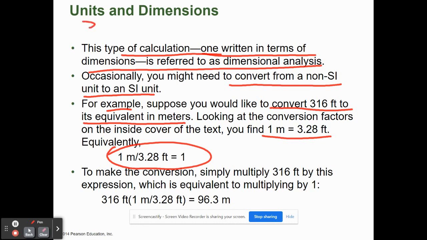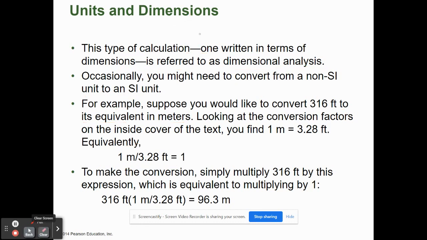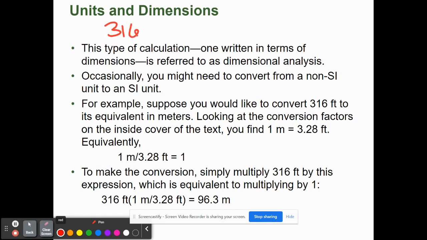They may look a little bit different, but 316 feet, and we put feet on the bottom. Why do we put feet on the bottom? So they cancel out. So we put what we want to cancel out on the bottom of our railroad track, what we want to get on the top. So we know that 1 meter is 3.28 feet. Oh, I'm sorry, I did not mean to clear that. Sorry. I will write that over. There we go. Feet.